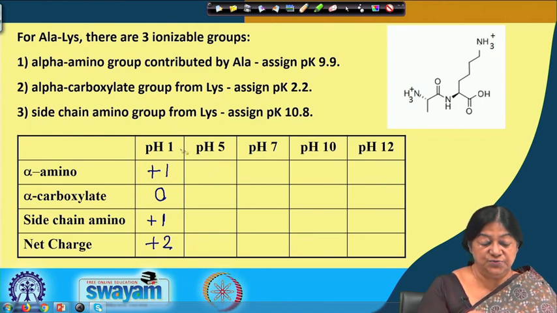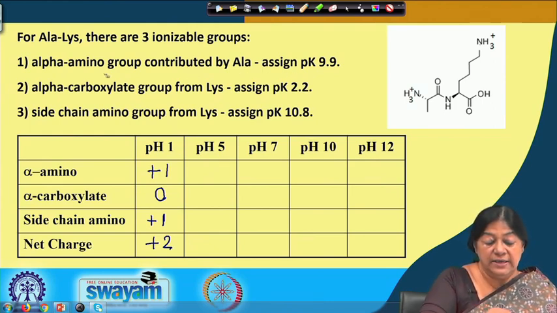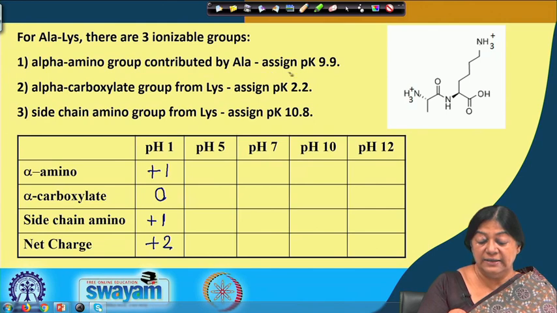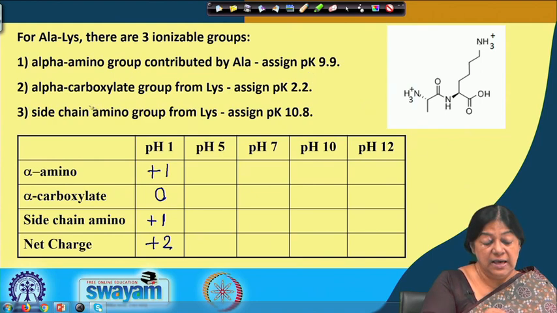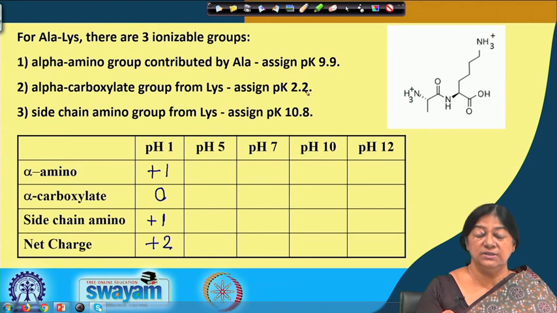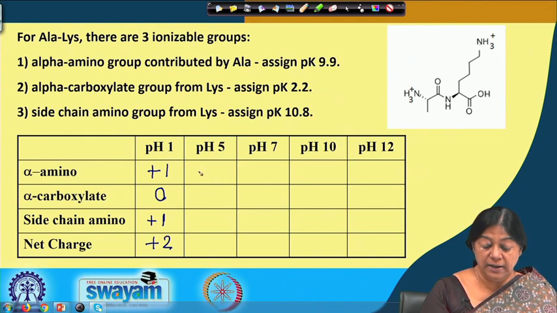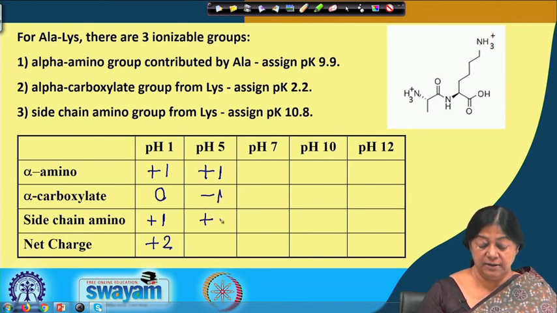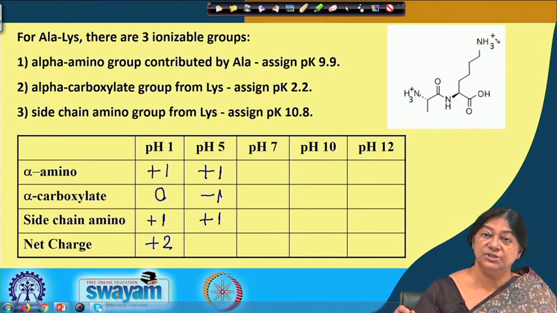If we look at now pH 5, all the values are given here. The amino group contributed by alanine is 9.9. So, when we are at pH 5, we do not need to worry about that. The alpha carboxylic group from lysine is assigned at pK 2.2. What does it mean? It means that when I have reached pH 5, this proton is lost. So, this proton is now lost. So, the amino group will remain at +1. The carboxylate now is -1. The side chain is still +1 because we have not lost the side chain proton.